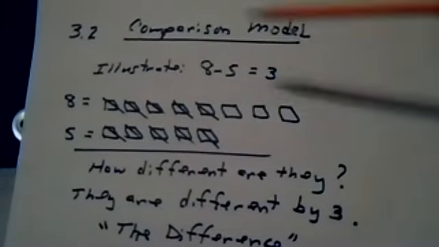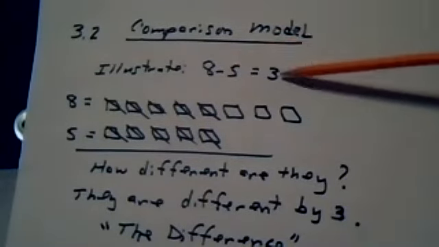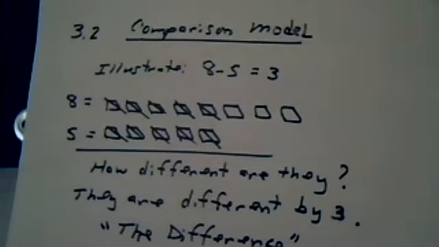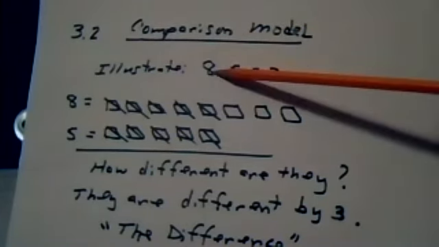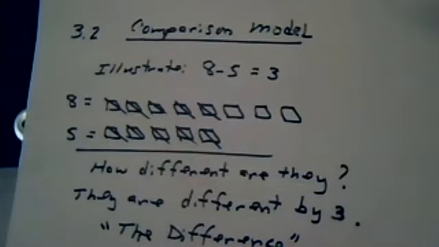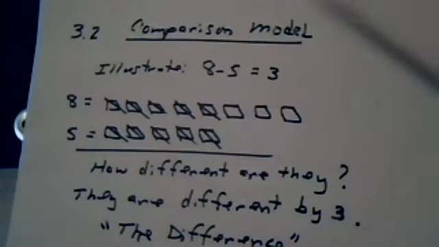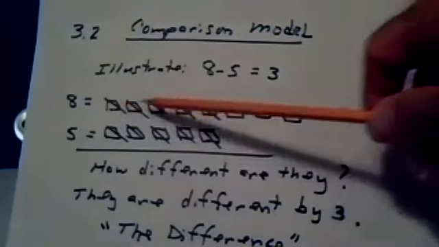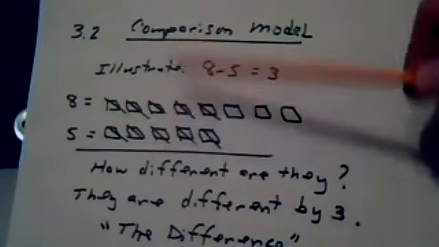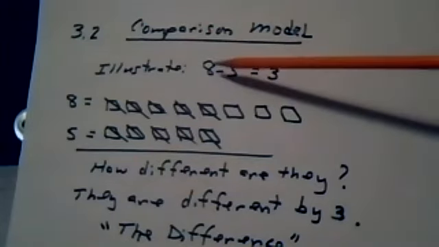We also have the comparison model. So we're going to illustrate 8 minus 5 equals 3 using the comparison model. The comparison model, you could ask yourself the question, 8 minus 5 equals 3. How different are they? You say, who? 8 and 5, how different are they? That's one way of saying it, or how far apart are they? So here's the 8, here's the 5. So you cross out what they have in common, and how different are they? They're different by 3. So 8 minus 5 is 3.